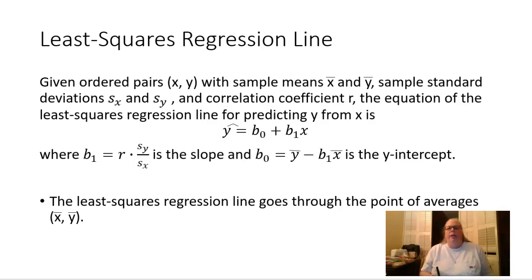All right, here's the equation. You might recognize this as y equals mx plus b, where this is the b, b1 is your m, and of course we've got our y back here. Okay, we want to find b1 first, and the way we do that is to multiply the correlation coefficient by the standard deviation for the y's divided by the standard deviation for the x's.